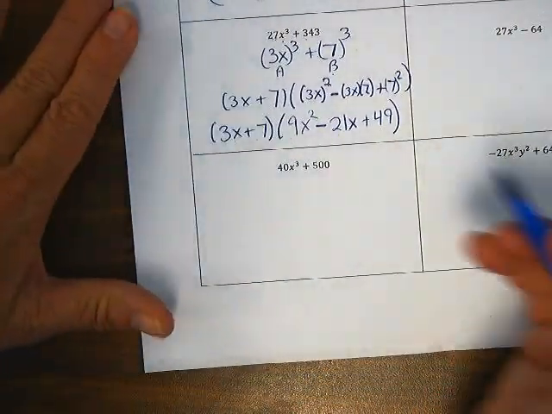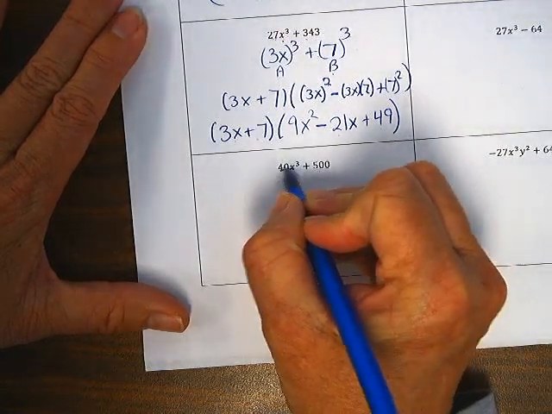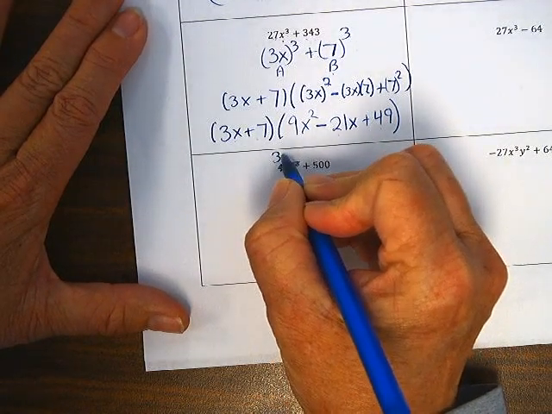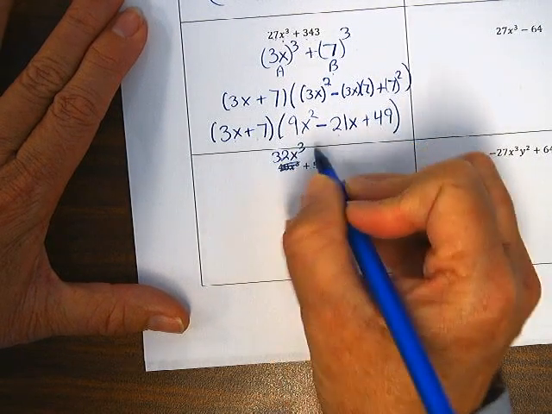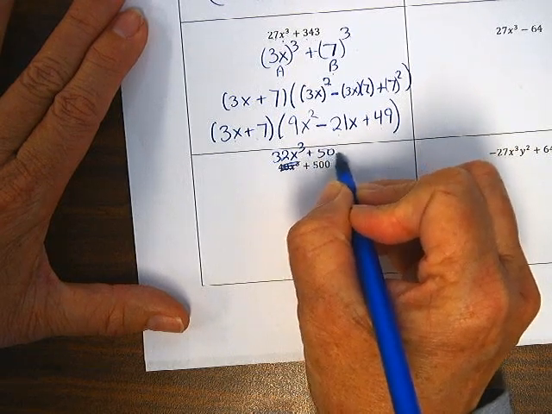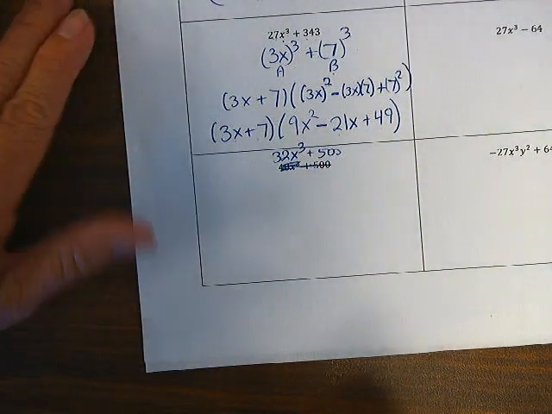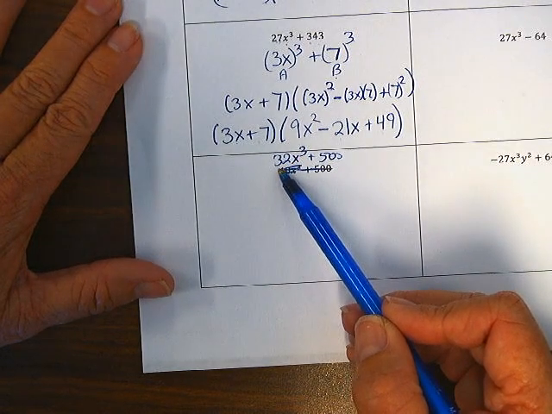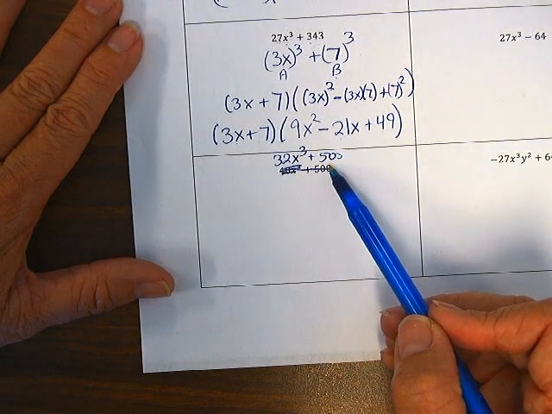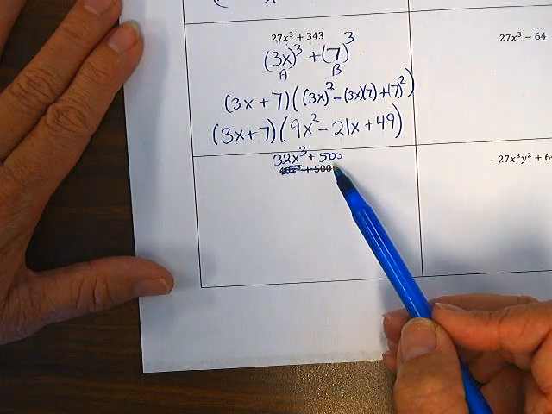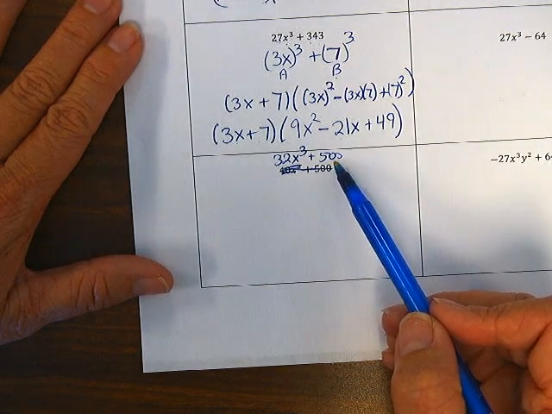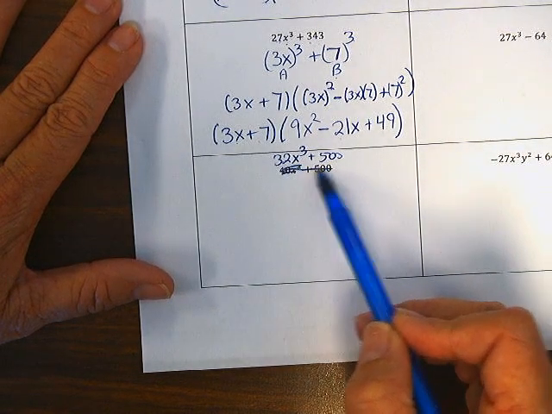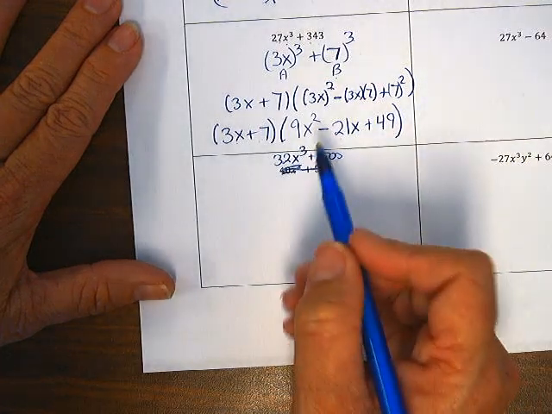Okay, this third problem, we actually have a typo on here, so let's change this to 32x cubed plus 500. And when we look at this and compare it to our chart, 32 is not a cube, neither is 500. So we know we're not going to be able to do our factoring unless there's the greatest common factor we can take out of here.